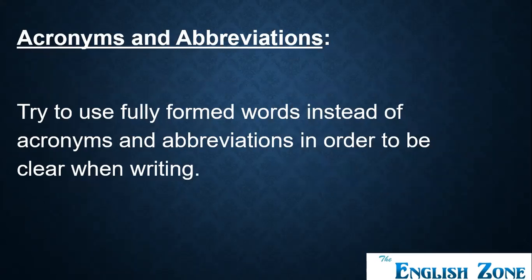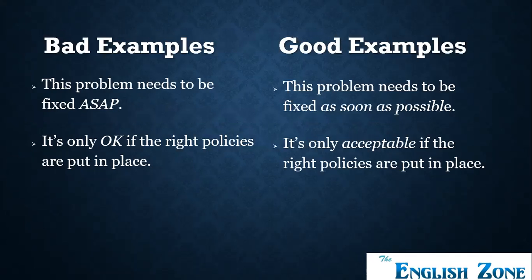Acronyms and abbreviations. What's the meaning of acronyms and abbreviations, like short forms? Try to use fully formed words instead of acronyms and abbreviations in order to be clear when writing. Avoid short forms, write full forms. Example: "ASAP" becomes "This problem needs to be fixed as soon as possible." The first example, ASAP, is an abbreviation, meaning a short form. Acronyms, or rather informal language, are the next point.